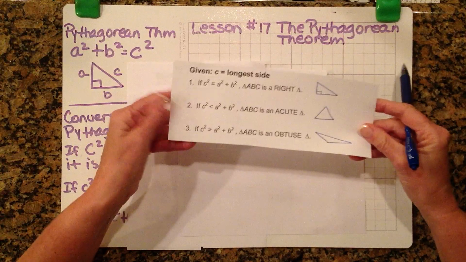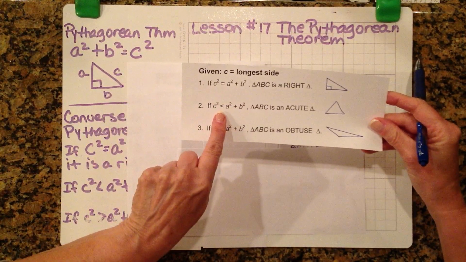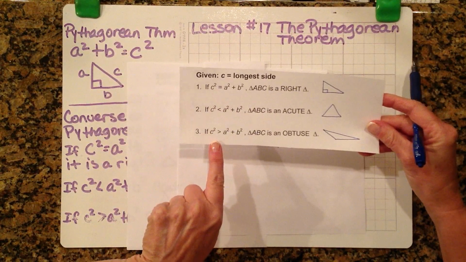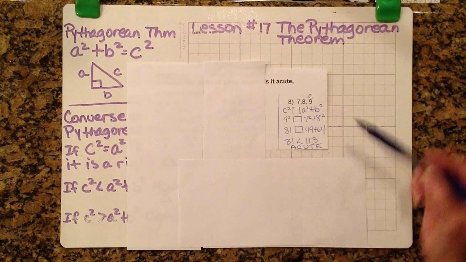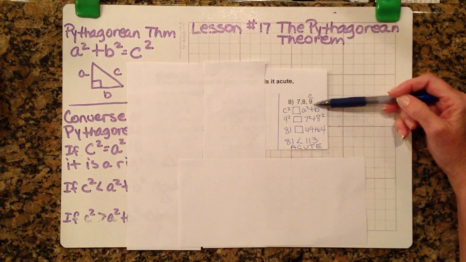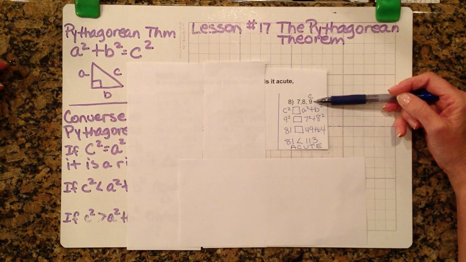Okay, so what's that going to be? Is it right, acute, or obtuse? It's less than, so it's going to be an acute angle. And if I drew a diagram of it, all the angles would be smaller than 90 degrees.